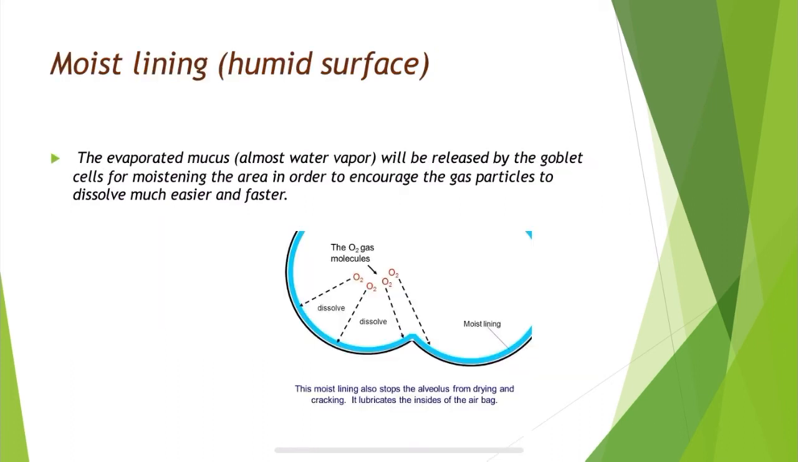And now the last part of this presentation, the moist lining, or the wet, or in other words, humid surface. The evaporated mucus, which is composed mostly of water vapor, is released by the goblet cells for moistening the area in order to encourage the gas particles to dissolve in a much easier and faster way, as you can see in the picture.